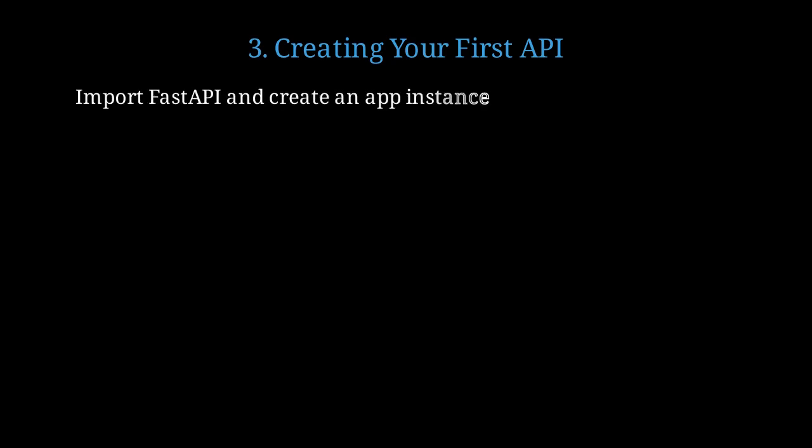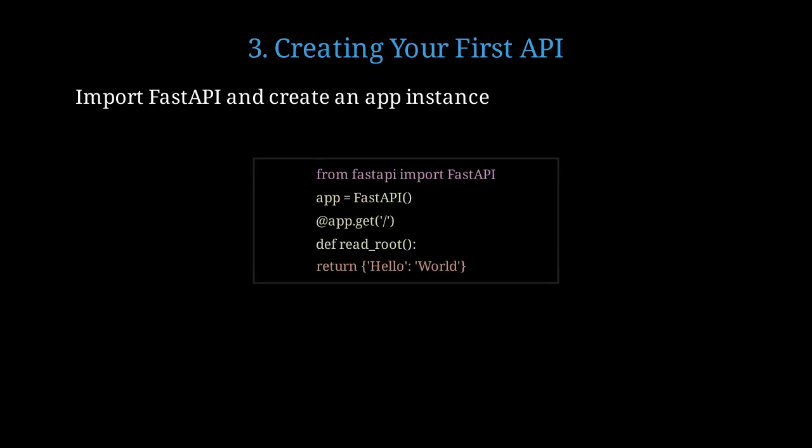Let's create a simple FastAPI application to see how easy it is. Start by importing FastAPI and creating an application instance. This simple code creates a FastAPI app with a single endpoint that returns a JSON response with Hello World.